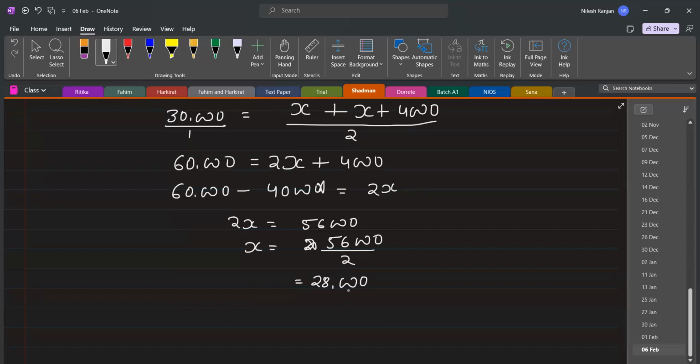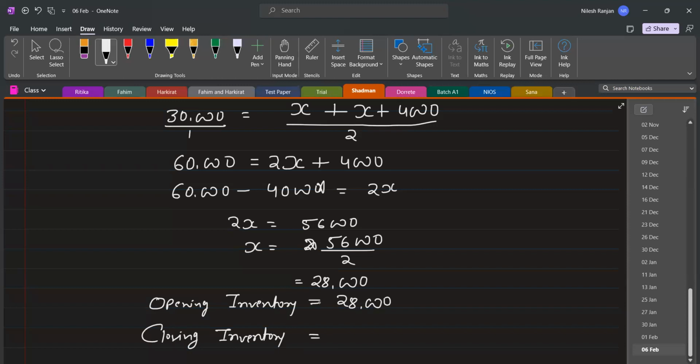Okay, now opening inventory we have calculated, and closing inventory is 4,000 more than the opening inventory. So can you tell me the amount of closing inventory? 3,000. How are you getting 3,000? I think we have done it up.